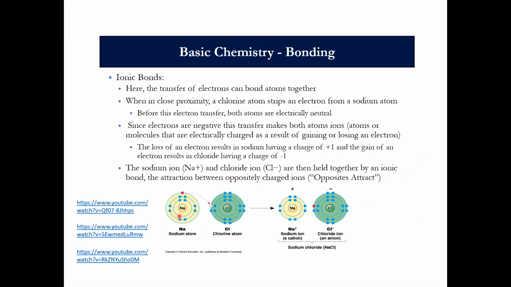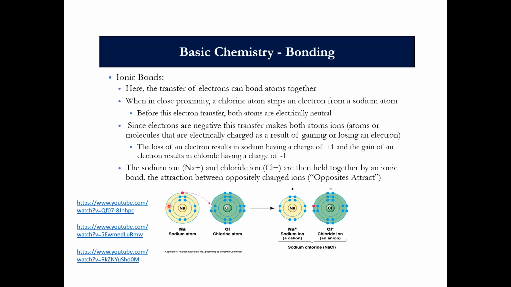So you have sodium here that only has 1 electron in its outer shell, and you have chloride here that has 7 electrons in its outer shell. So chloride just has to fill that 1 parking spot to be satisfied, and sodium has to fill essentially 7 parking spots or lose 1 to be satisfied. So when these 2 atoms come in close proximity, chlorine is going to strip an electron from the sodium atom.